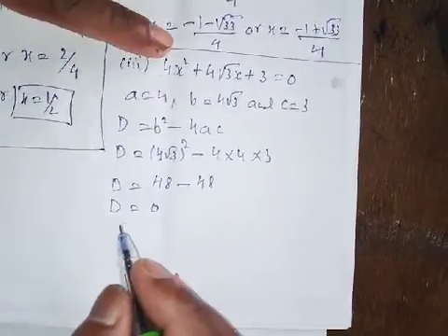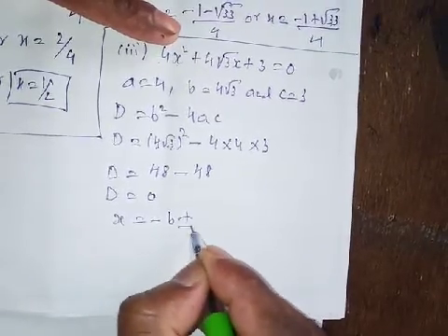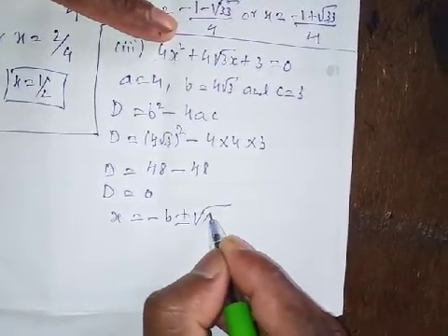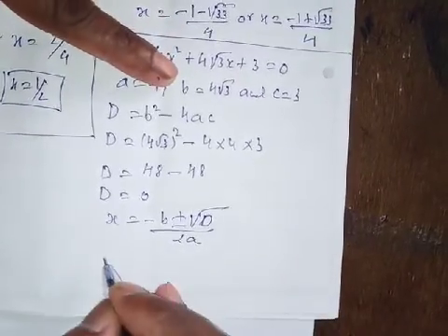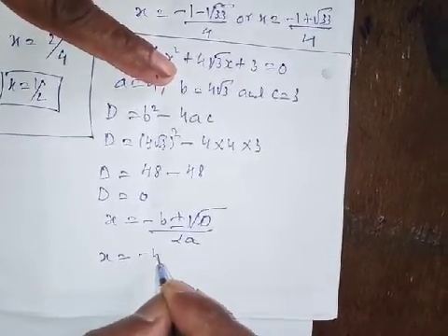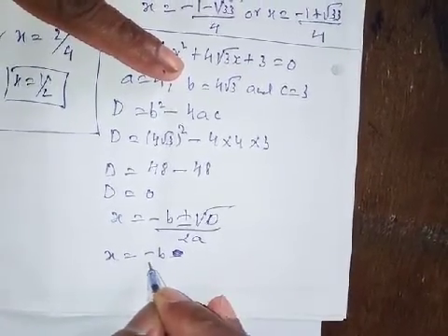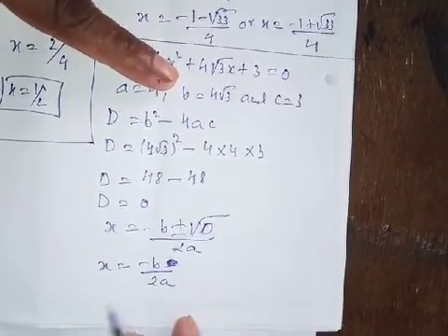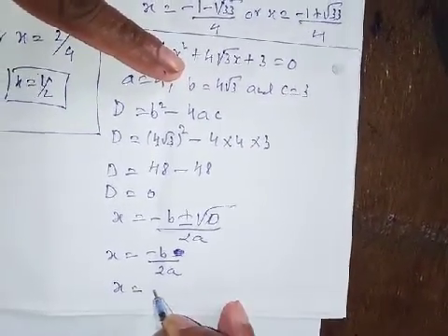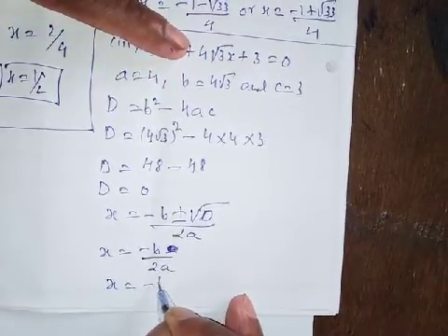So what is x? x is equal to minus b plus minus root D upon 2a. D is 0, so that will vanish. So x is equal to minus b, it will not be plus minus, since D is 0, upon 2a. So what will be the value of x? Minus b. B is what? 4 root 3.